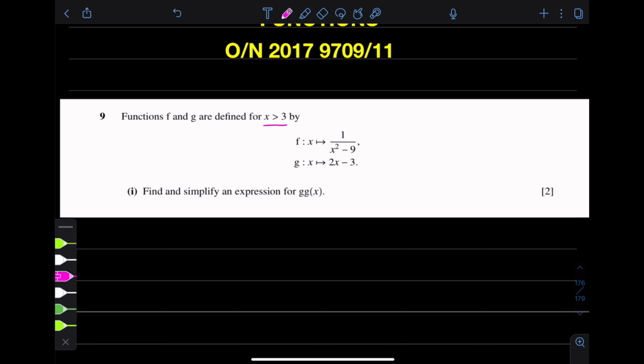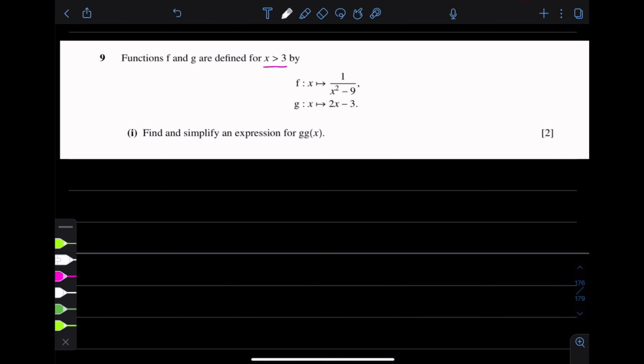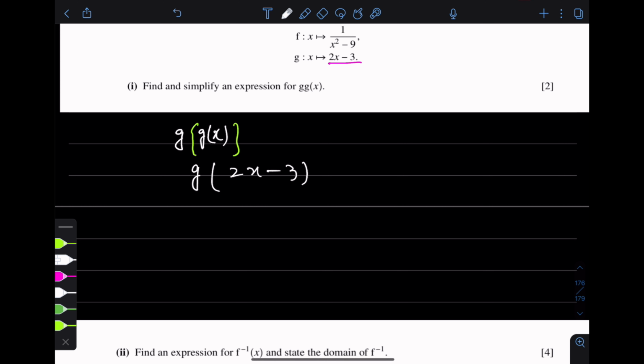Find and simplify an expression for g of g(x). This is a composition of two functions, g and g. We have to find gg(x). So first g is this, g of g(x). Write it as, now for the second g(x), we will write here the value of g(x), that is 2x minus 3. So we will write 2x minus 3.